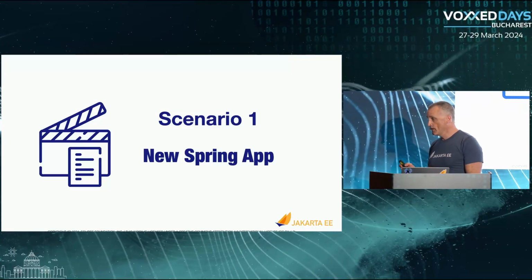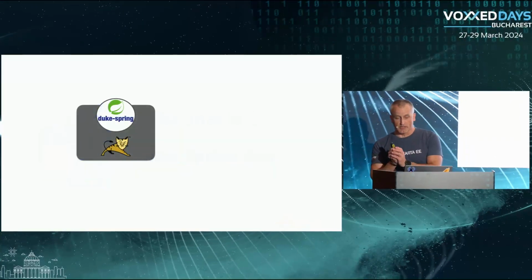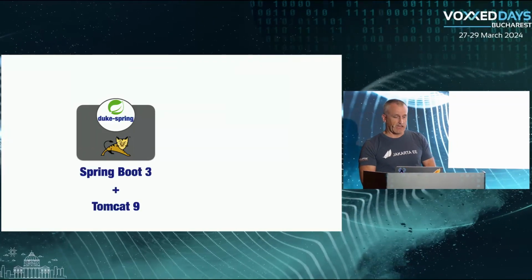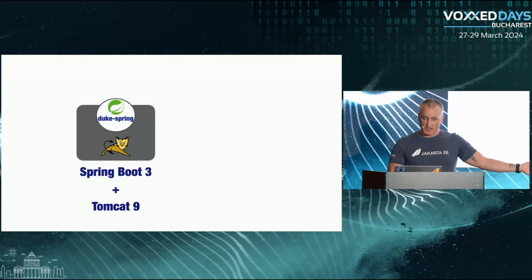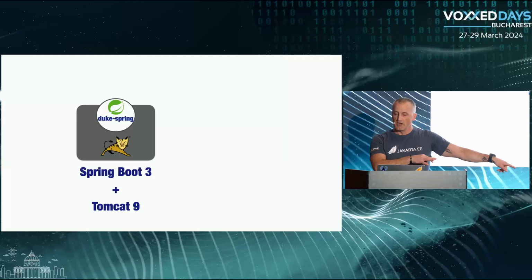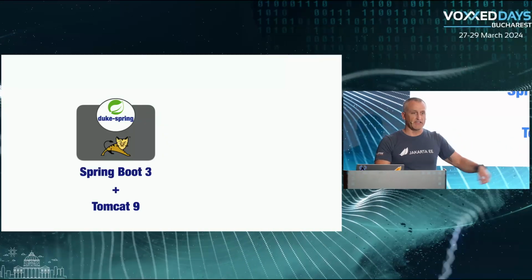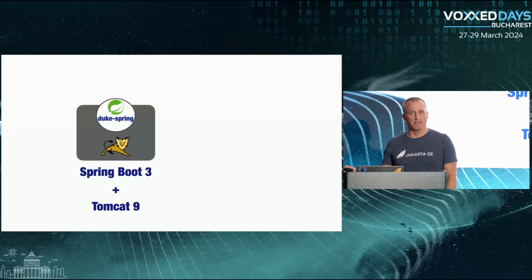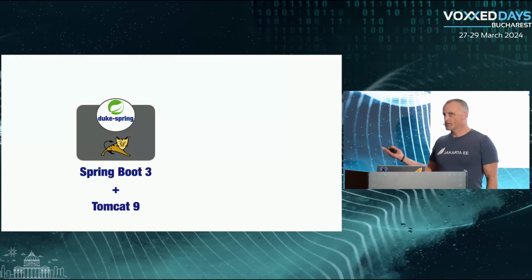So I create my new Spring Boot application, and I ask my friend in the basement who handles the servers to deploy this new application on the Tomcat cluster he's maintaining. And he's running Tomcat 9 there. So how would this work?